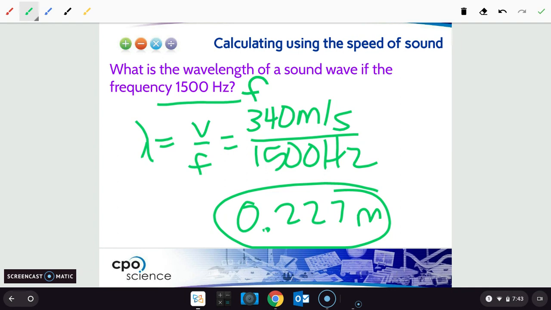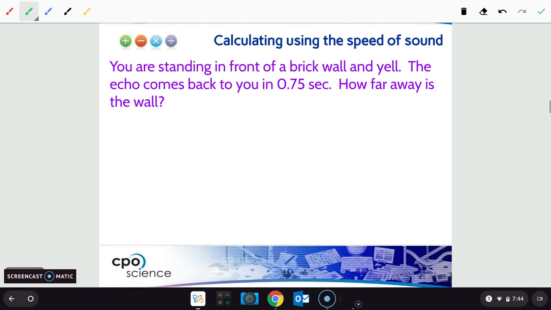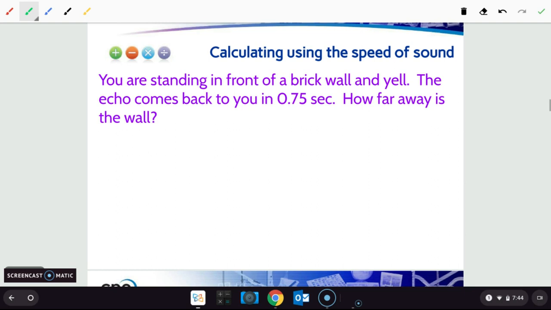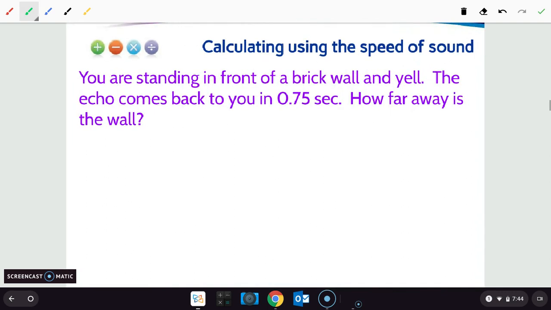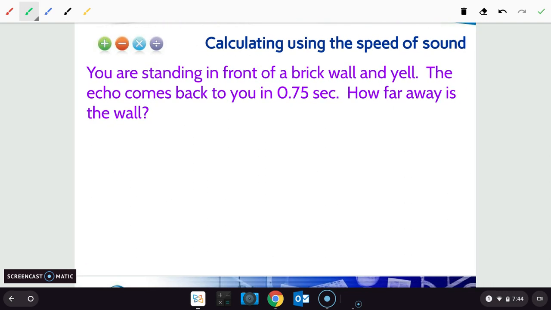So this one is a fairly straightforward calculation, very similar to the calculations we did in the last unit with waves if I was asking you to find wavelength or frequency. The other style of questions is using the speed as distance over time. And these ones all involve echoes. And so what I do with these is there's an additional step. And sometimes it helps if you draw a picture. So if you can imagine, as it says in the question, that you are standing in front of a brick wall. Here you are standing in front of a brick wall. And you are going to yell at the wall. The echo is going to take 0.75 seconds to get back to you.